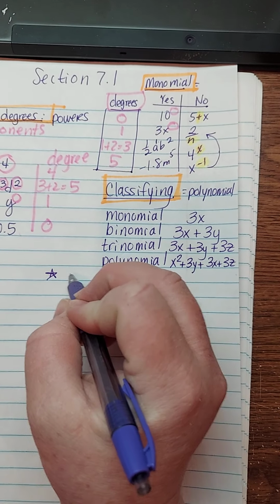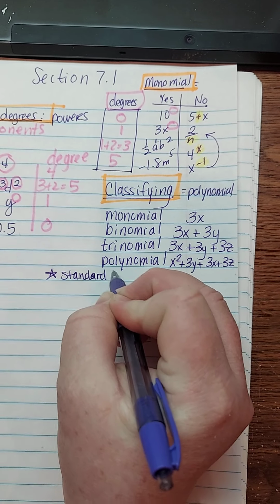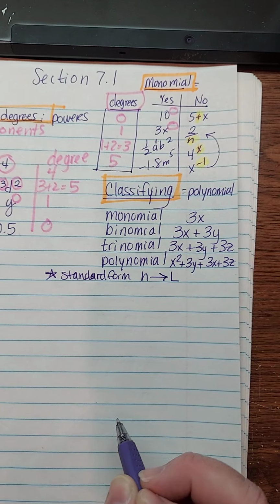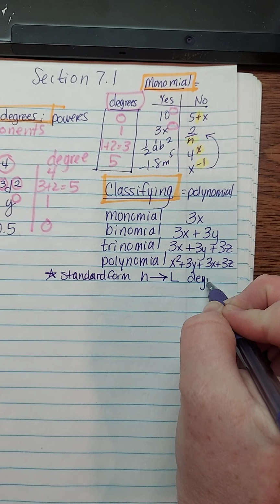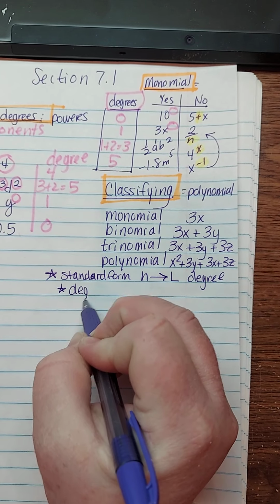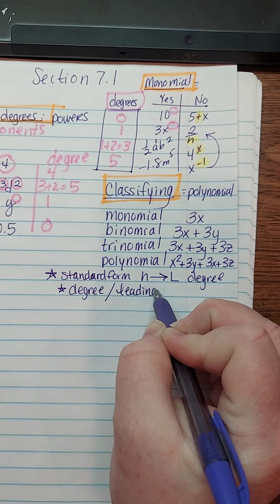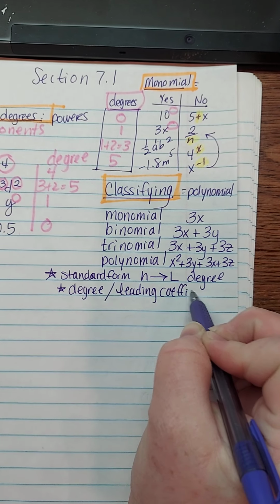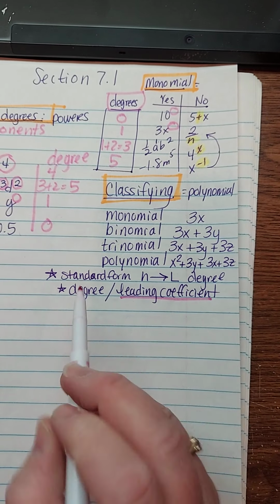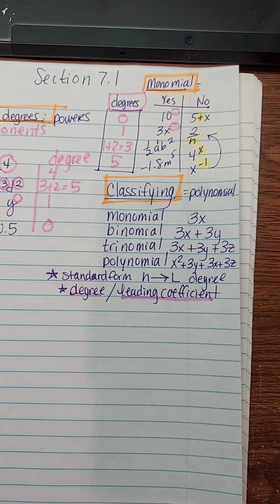Okay. Here are your rules on writing polynomials. Number one, so we want to talk about standard form. Okay. Standard form is in highest to lowest degree. Okay. Then we are able to tell from there what the degree is, and we want to take a look at the leading coefficient. Now, remember, coefficient, I'm going to highlight that. Coefficient is talking about the number in front, okay, and the degree would be the power.